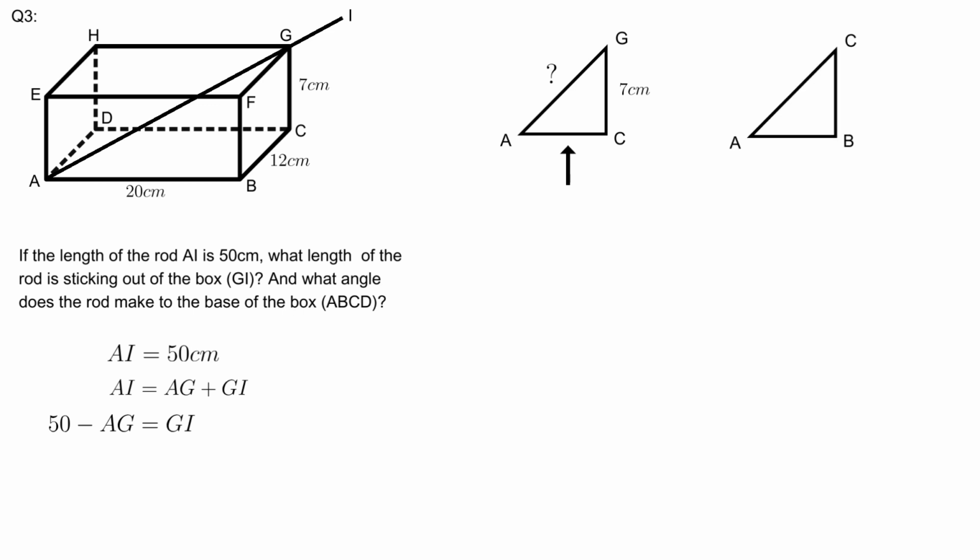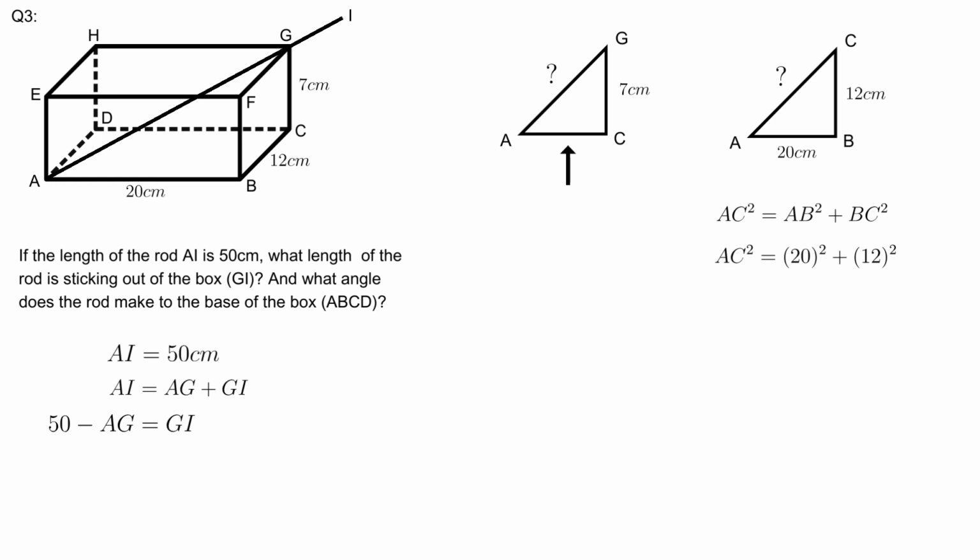We have 2 side lengths of this right angle triangle, so we can use Pythagoras to find the length of AC. The Pythagorean theorem states that the hypotenuse squared is equal to the sum of the other 2 sides, each one squared. That gives us AC squared equals AB squared plus BC squared. Plug in your values, which is 20 and 12. 20 squared is 400 and 12 squared is 144.